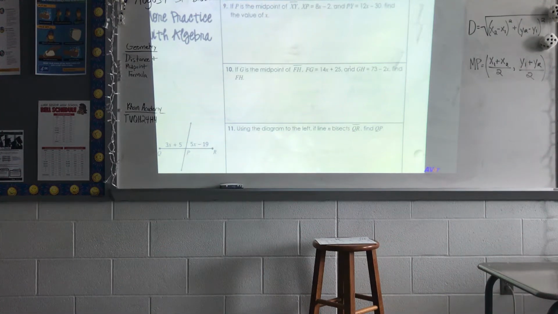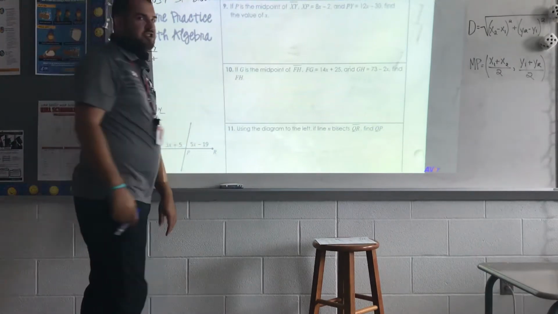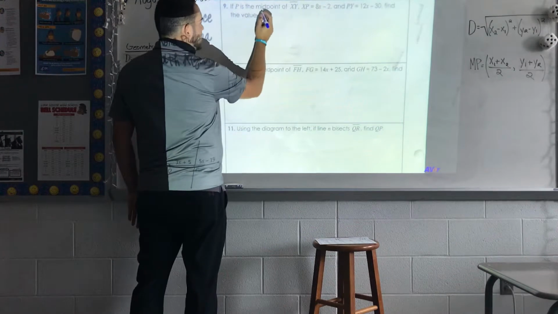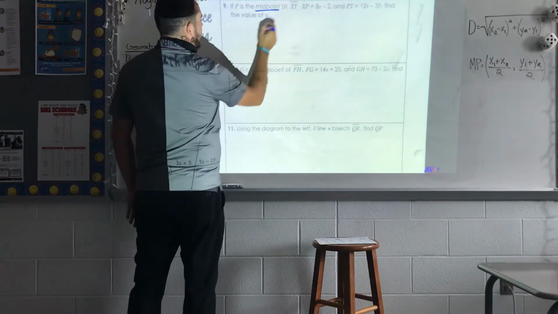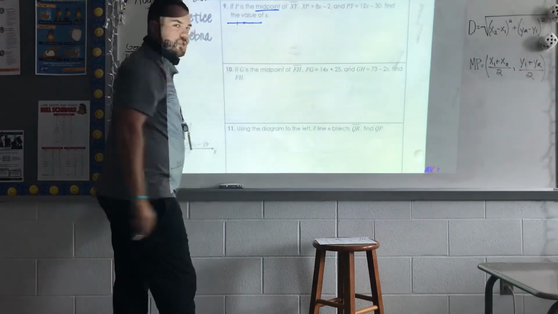All right, the last part of this paper. Okay, so this one's a little bit easier. It's just going to be some algebra review skills. So this tells us that P is the midpoint of x, y. So anytime we see the word midpoint, that tells us that we have something that's directly in the middle, and we have two equal sides.